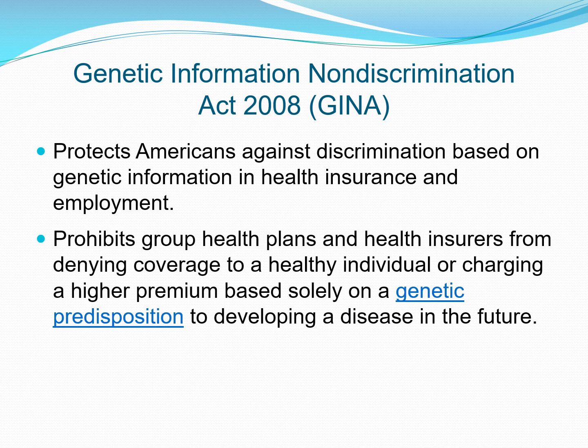The Genetic Information Nondiscrimination Act of 2008, also known as GINA, protects Americans against discrimination based on any genetic information in health insurance and employment. So, for example, private health records are not to be determining factors of any type of employment or health insurance. Employers are not allowed to use any information they may find about a predisposition to a disease that a candidate or an employee may develop in the future to make any type of employment decisions. This also prohibits group health plans and health insurers from denying coverage to a healthy individual or charging a higher premium based solely on a genetic predisposition to developing a disease in the future.